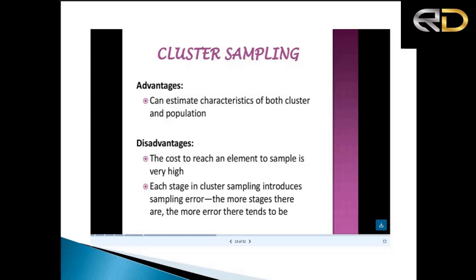And each stage in cluster sampling introduces sampling error. So when we are using one way, two way, this way, this cluster, at every stage a sampling error will be included. So the more stages there are, the more error there tends to be, if you are using more and more stages.